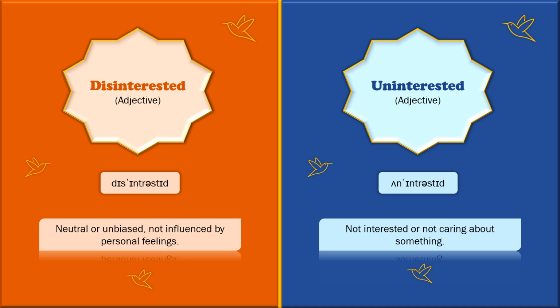Disinterested refers to someone who is neutral or unbiased, not influenced by personal feelings or interests. For example, a disinterested judge makes a decision based solely on the facts, not personal opinions. On the other hand, uninterested means someone who is simply not interested or doesn't care about something. If someone is uninterested in a conversation, it means they don't find it engaging or appealing.